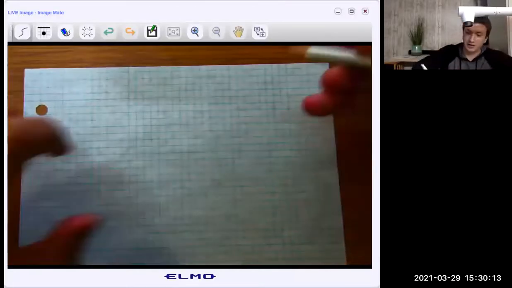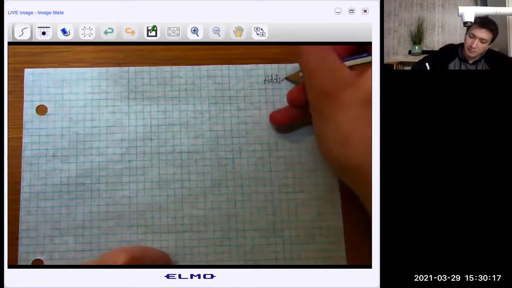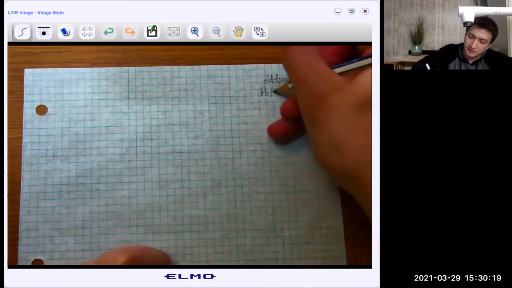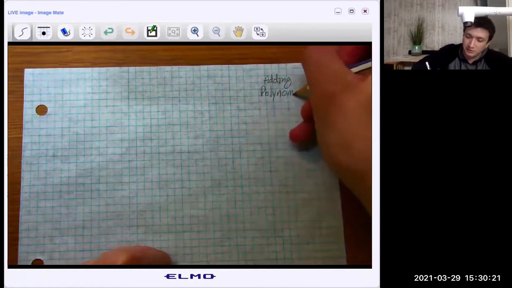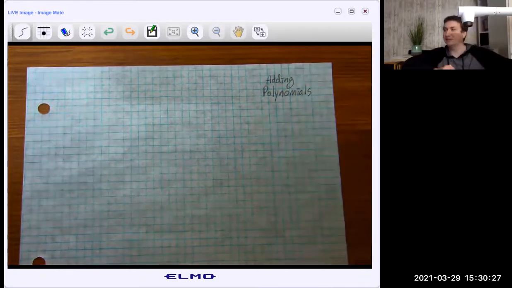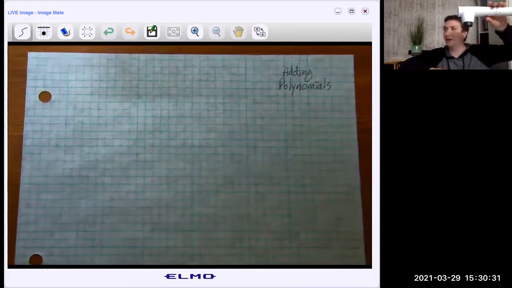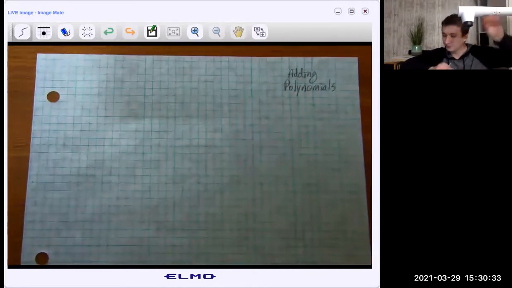All right, so in our notes today, we are going to talk about adding polynomials. This is a new topic. Kind of builds on what we're doing with exponents, but it's a little bit different. Polynomials. So that just means adding many terms or adding lots of numbers. How do we do that in algebra and why is it useful?